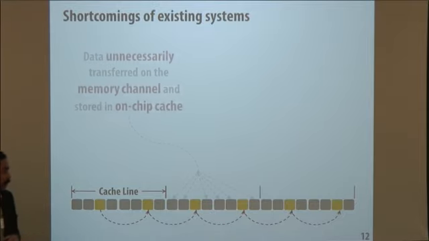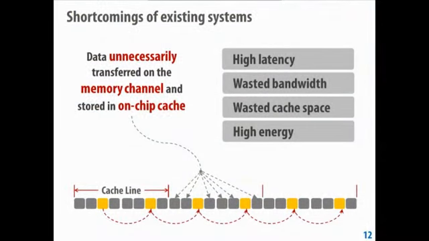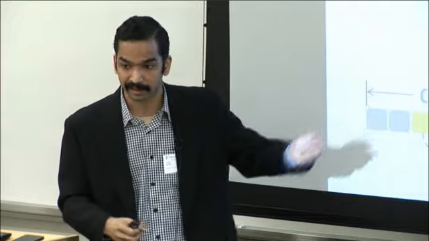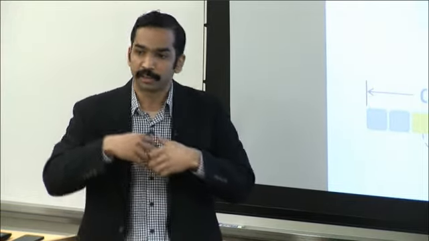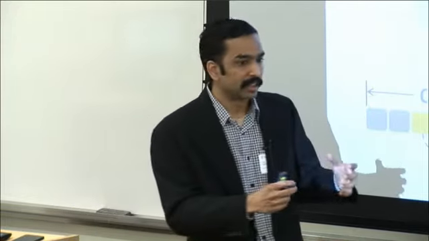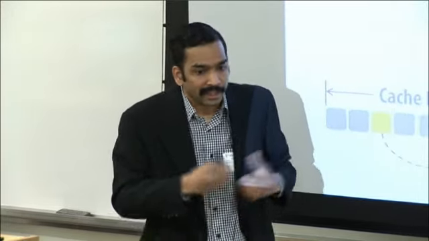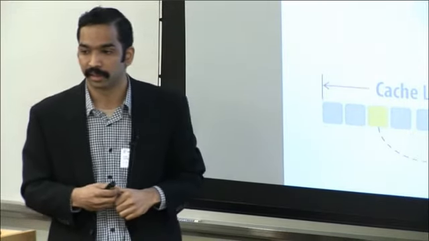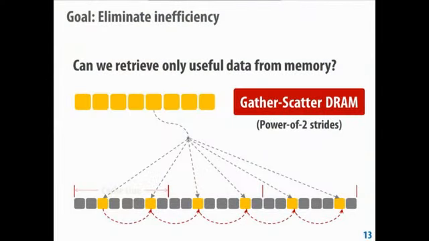So if I access one of those yellow values, the system is actually going to bring in all the gray values as well through the memory channel into the processor caches. And the result is going to increase the latency of completing the operation because I'm fetching more data than I actually need. It's going to waste memory bandwidth, and also going to waste cache space. And like I mentioned, since the database actually consumes a lot of energy, this is also going to result in high energy.